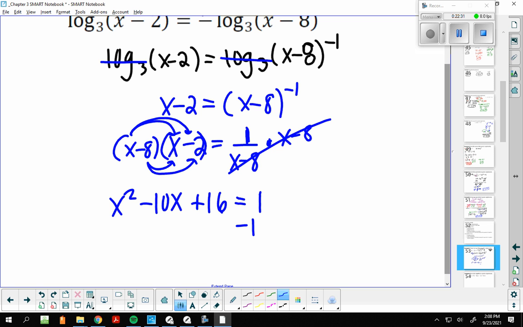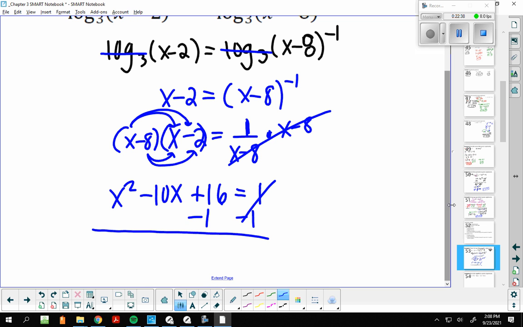So now we do want to get this set equal to 0 so that we can solve our quadratic. So we are going to subtract the 1, and we get x squared minus 10x plus 15 equals 0. Sometimes they'll factor and sometimes they won't. This one, what multiplies to 15 and adds to negative 10? Nothing. So we have to use the quadratic formula now.